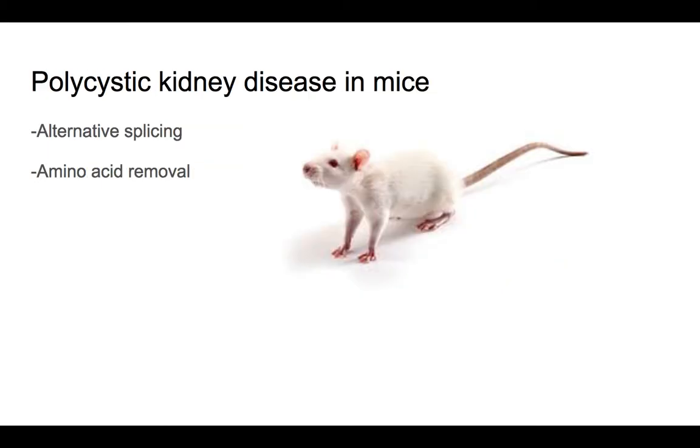In the example of polycystic kidney disease in mice, alternative splicing could have taken place before the formation of pre-mRNA. Alternative splicing is the removal of introns and exons, which could lead to the coding of protein F. Post-translation, we might see the removal of an amino acid to produce protein F, as it would have coded for, say, a protein G before the removal of that amino acid.